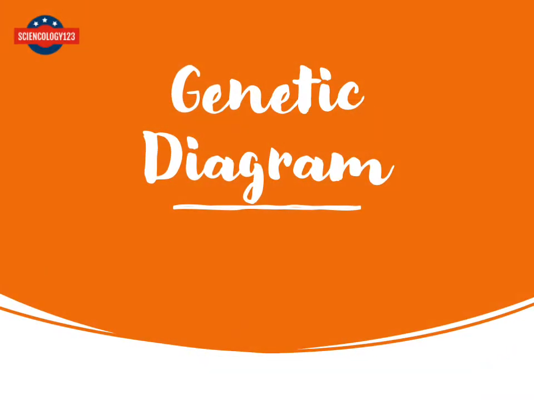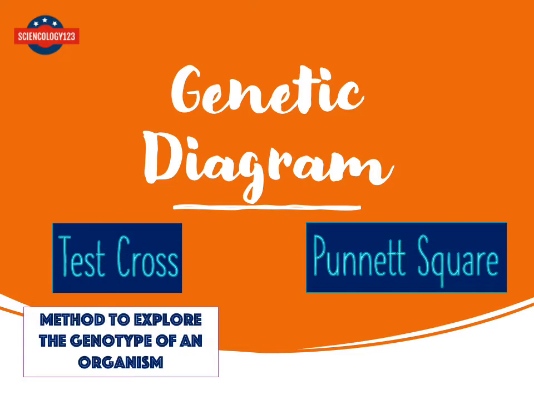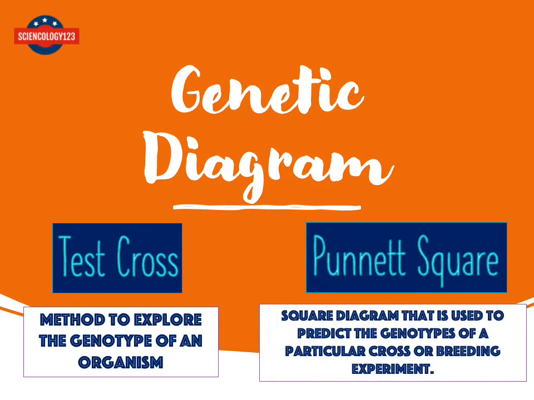In the last video, we have learned about the terminology used in the inheritance chapter. Now, we will learn about how to construct a genetic diagram based on the question given. Two methods are available for constructing a genetic diagram, which are test cross and punnett square. Test cross is a method to explore the genotype of an organism, and punnett square is a square diagram that is used to predict the genotype of a particular cross or breeding experiment. I will demonstrate both methods on my next slide.